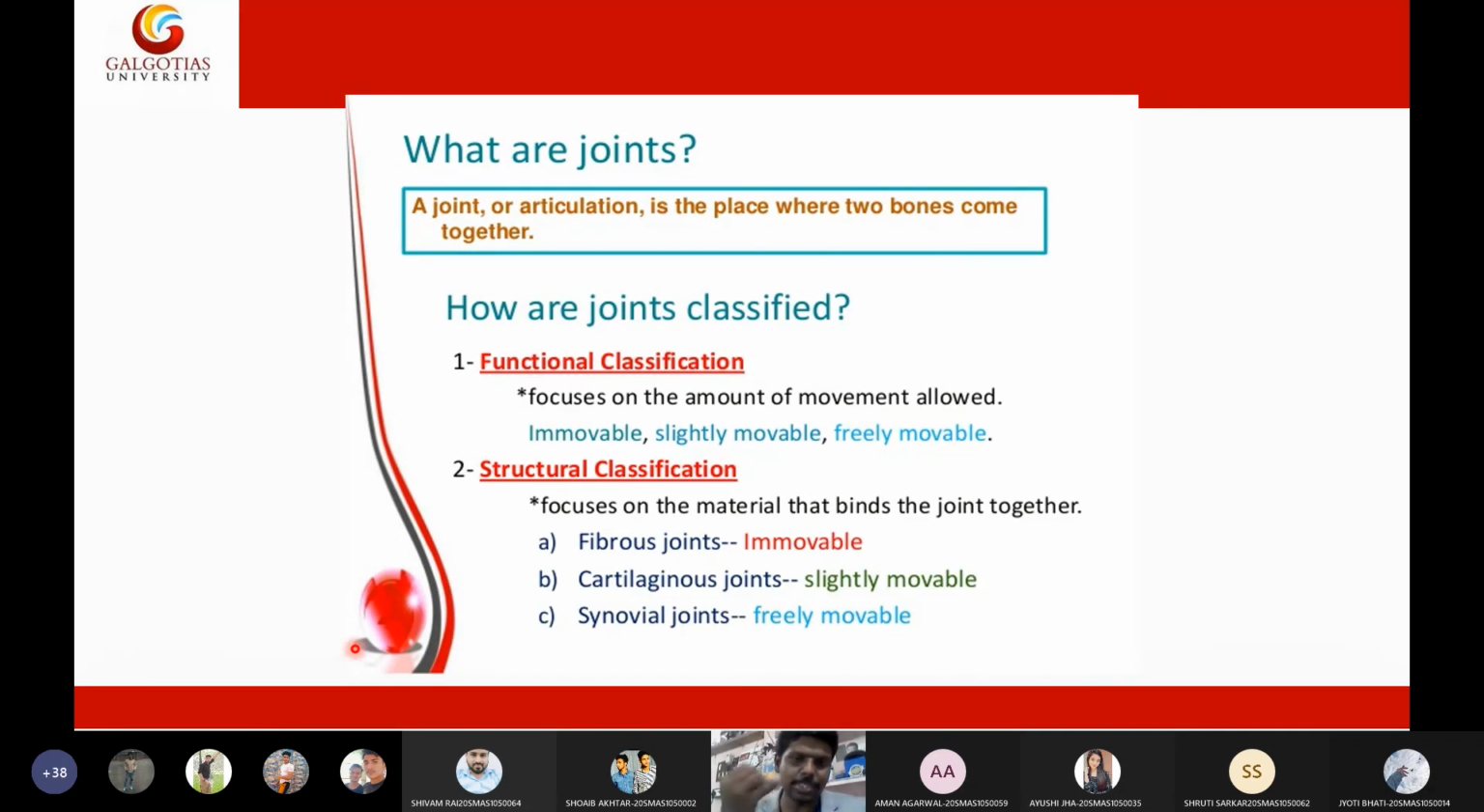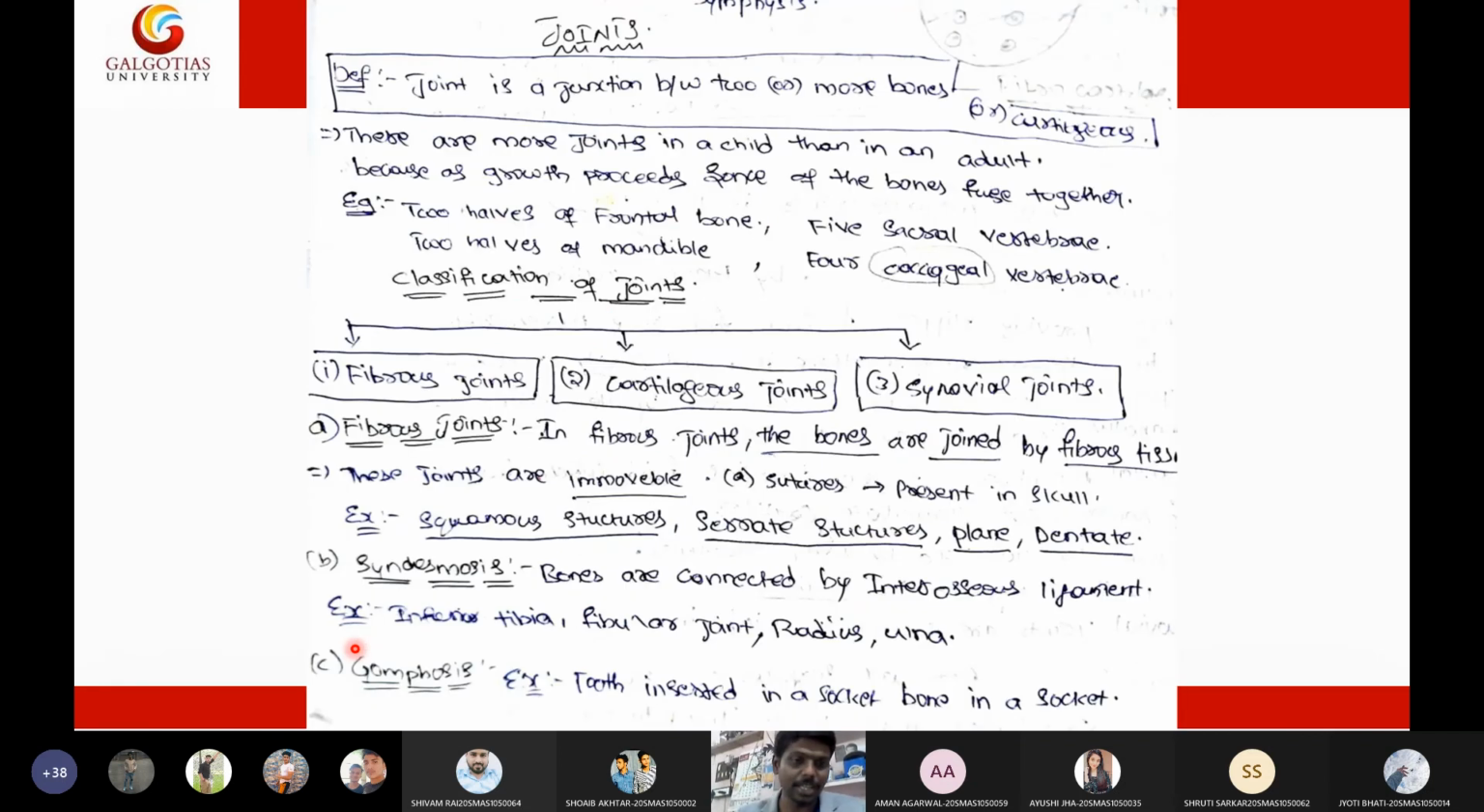Among fibrous joints we have 3 types: sutures, syndesmosis, and gomphosis. Gomphosis is the joint of a tooth. Syndesmosis is in between the radius and ulna, whereas sutures are the joints present inside the skull. We have squamous sutures, serrated sutures, plane, and dentate sutures.